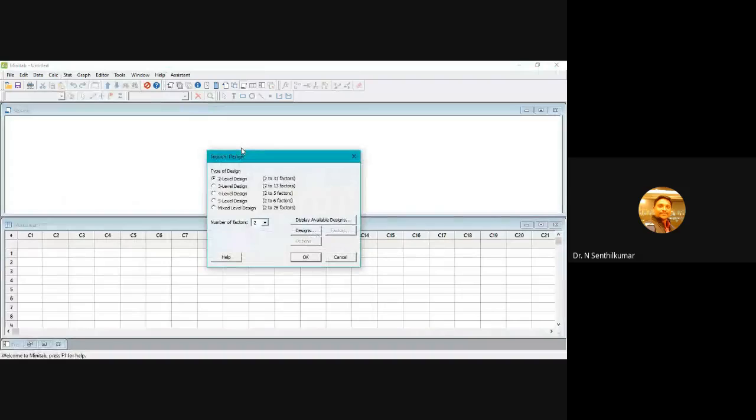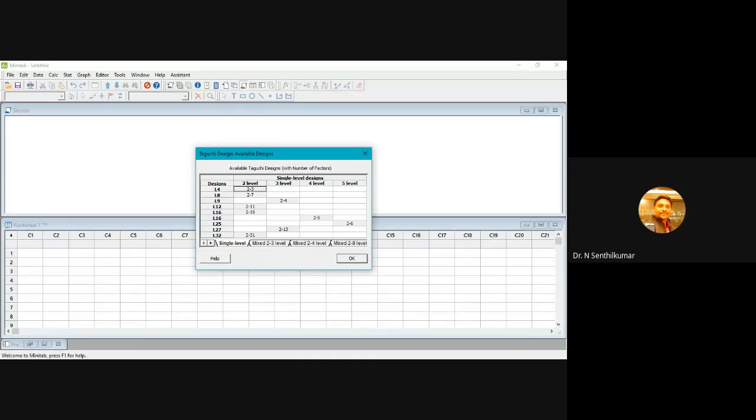In the create itself, it will be asking 2-level design, 3-level design, or whatever it is. So I am going to select 3-level design. Then it will be asking for number of factors. So now I will be giving 3, for a simple example. Then click the display available designs button. You can see single level, mixed level, mixed 2-4 level, 2-8 levels. Our aim is single levels only. That is 3 means 3 level, 4 means 4 level, single level, not mixed levels.